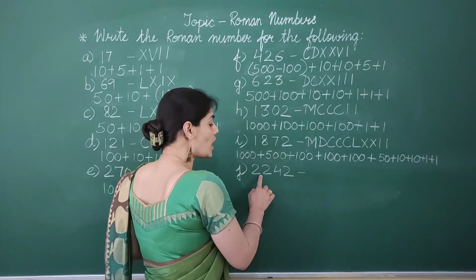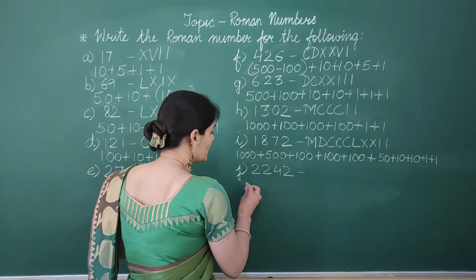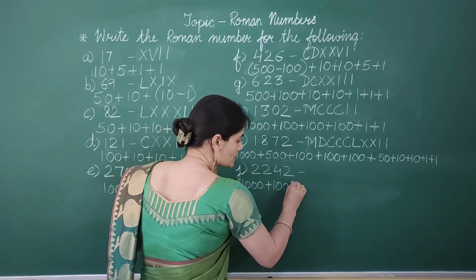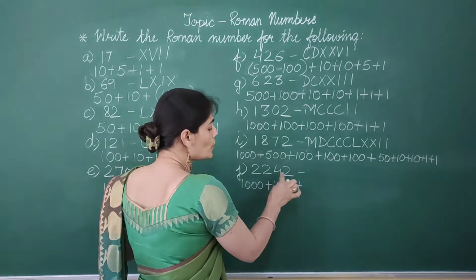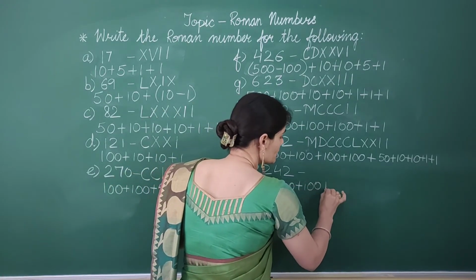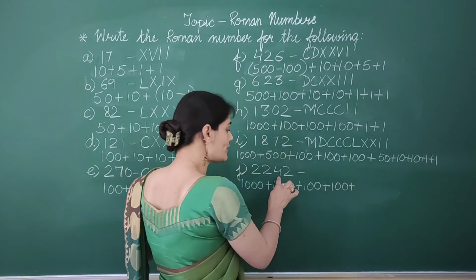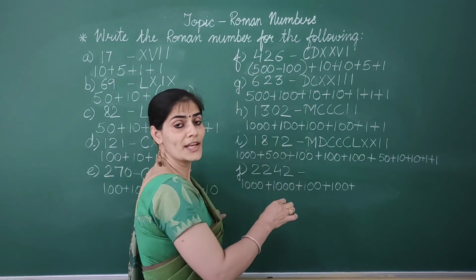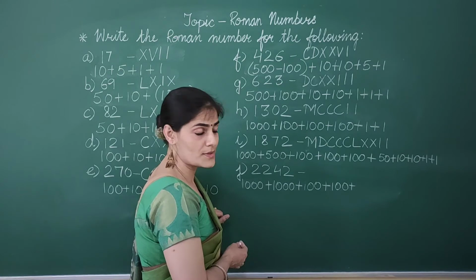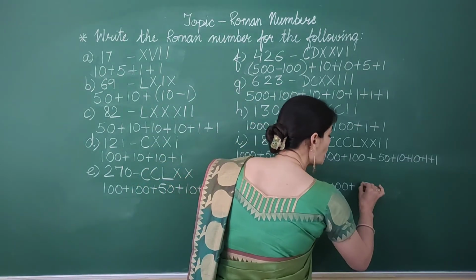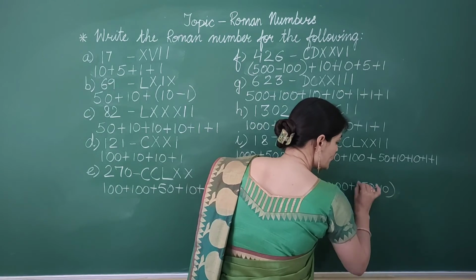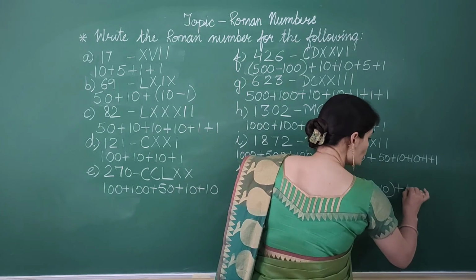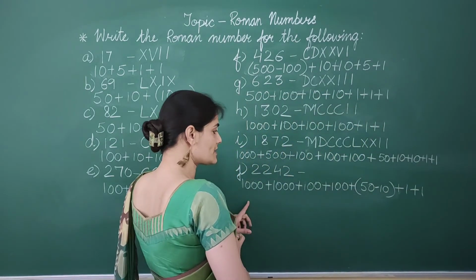2242. Let's see how this number can be broken. So I write 1000 plus 1000. Now we have 2200 more. So 100 plus 100. Now what are we left with? 42. But I cannot write 10 four times, as a symbol cannot be repeated more than 3 times. So what am I going to do? From 50, I will be subtracting 10, which will get me 40. And then I am going to add 2. So 1 plus 1.